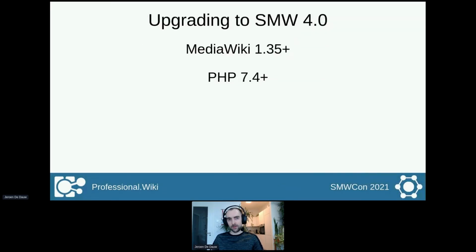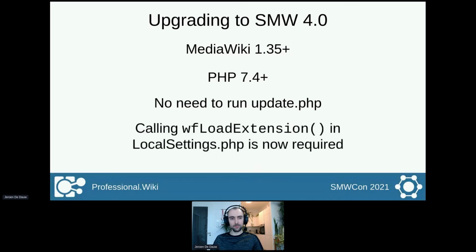To upgrade to Semantic MediaWiki 4, you will first of all need to have MediaWiki 1.35 or later, and you will need PHP 7.4. At least the PHP requirement here is what we have at the moment. We might still reduce this to 7.3, especially if we get requests from people. For this particular release, there will actually be no need to run update.php, but you will need to now call wfLoadExtension in your LocalSettings file, like you need to do with many other extensions already.